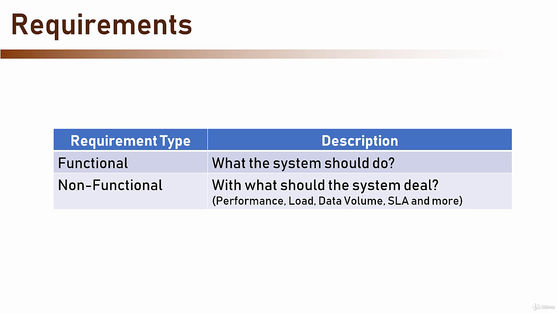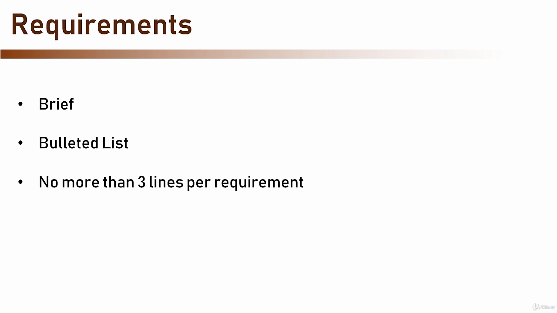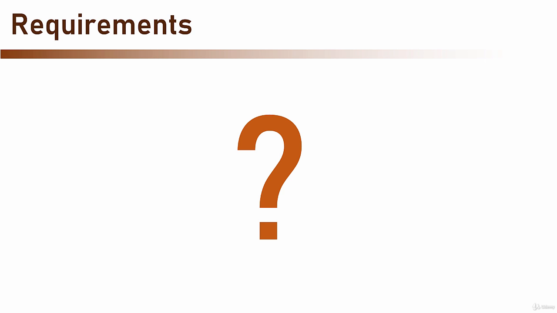The requirements section in the architecture document describes briefly both types of requirements. Note that this section should be brief, and the requirements should be listed in a bulleted list, no more than 3 lines per requirement. Now, you might be asking yourself and me, why do we need this section? After all, similar to the background section, the team is well aware of the requirements, and should it be reminded of them? Well, that's a very good question, and let's try to answer it.